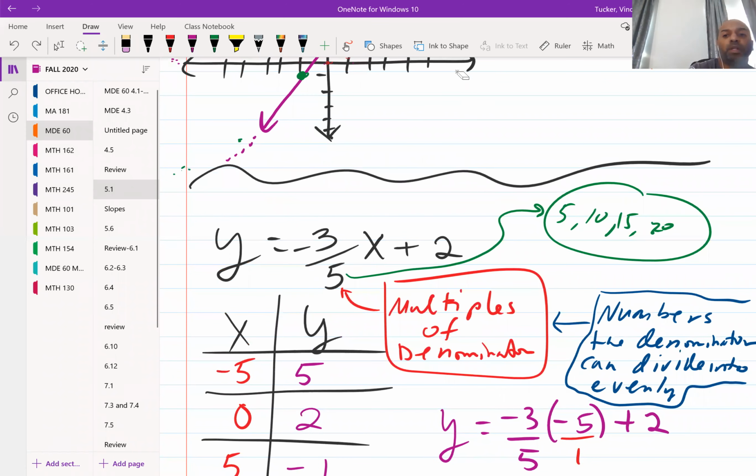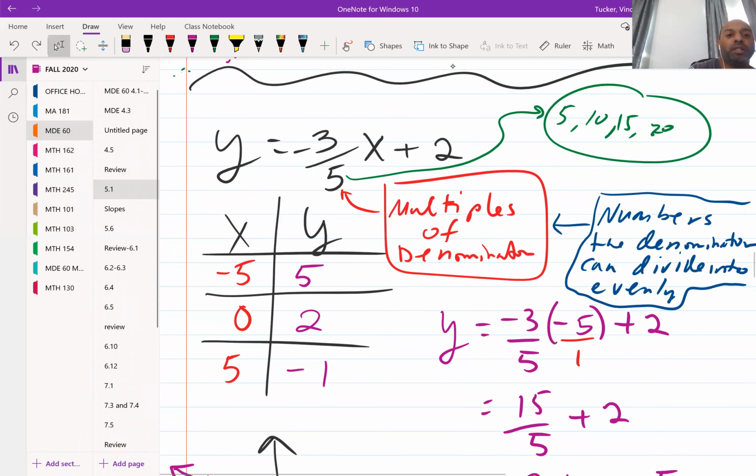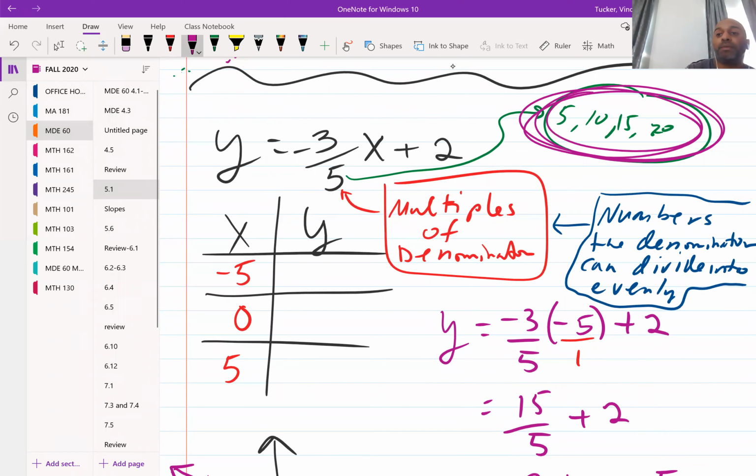All right. So what I mean by that is that if you look at your denominator, it is a 5. So I would choose multiples of 5. So we're talking about 5, 10, 15, 20, 25, 30, something that the 5 can divide into evenly. Same thing as if that was 11 down bottom. If that was 3 over 11, I would choose values that 11 could divide into. If that was a 7, I would choose values that 7 can divide into. All right. So you want multiples of the denominators. You want numbers that the denominator can divide into evenly.